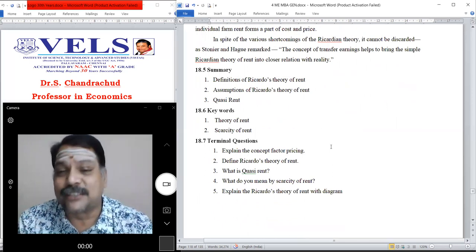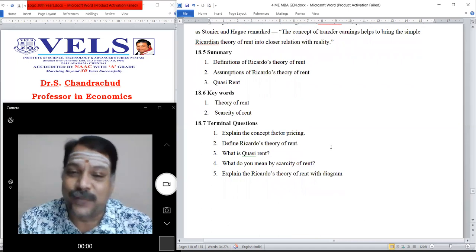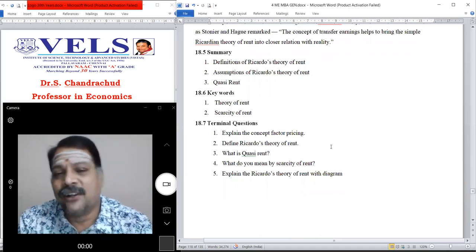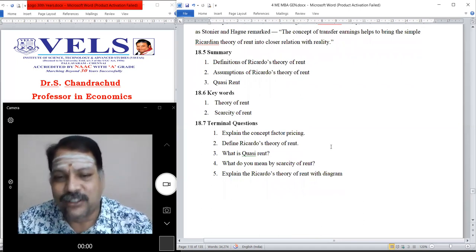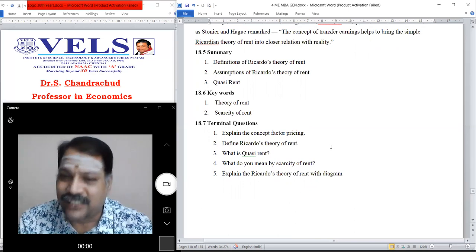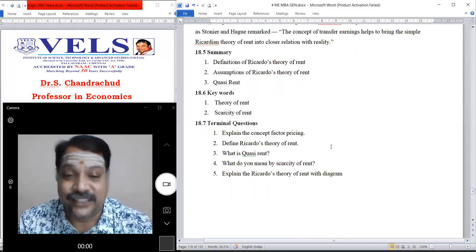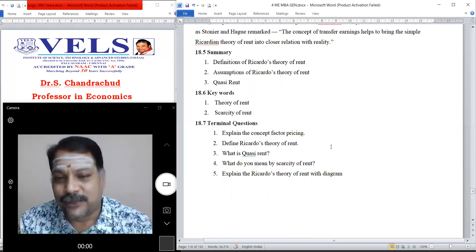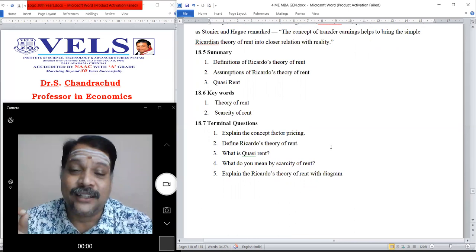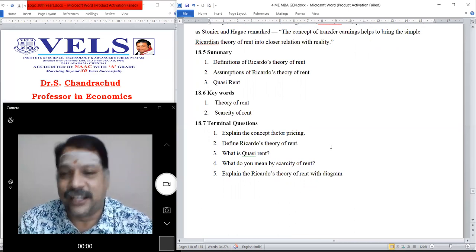The expected questions are: explain the concept of factor pricing, or define Ricardo's theory of rent. What is quasi-rent? What do you mean by scarcity rent or differential rent? And the expected Section C question is, explain Ricardo's theory of rent with the diagram.